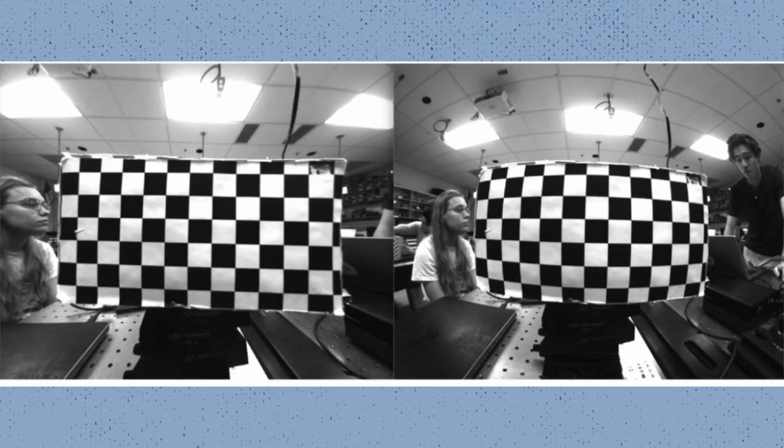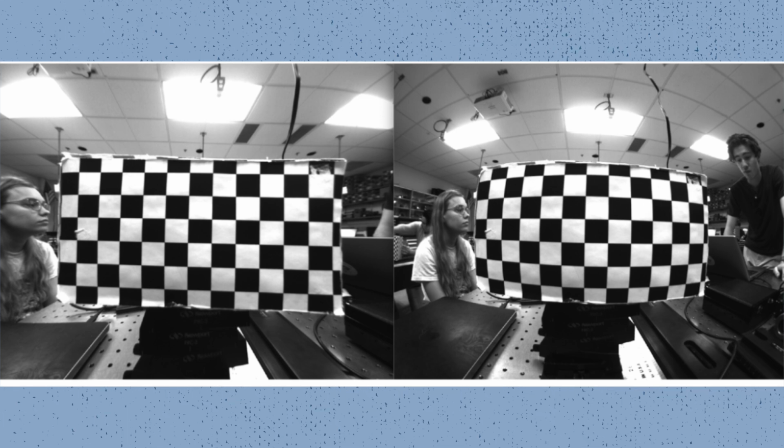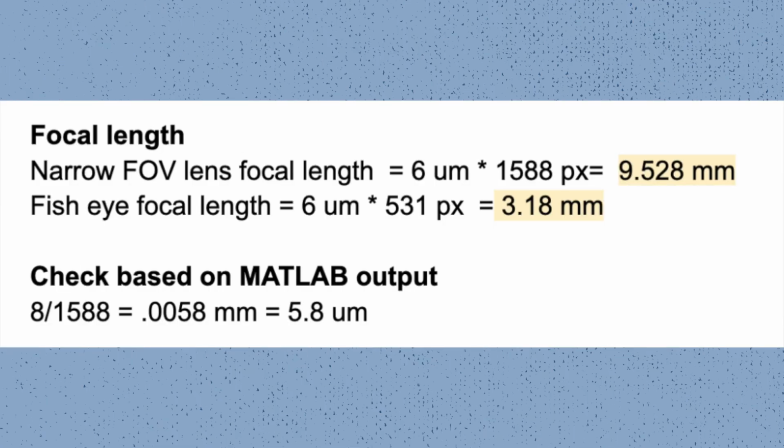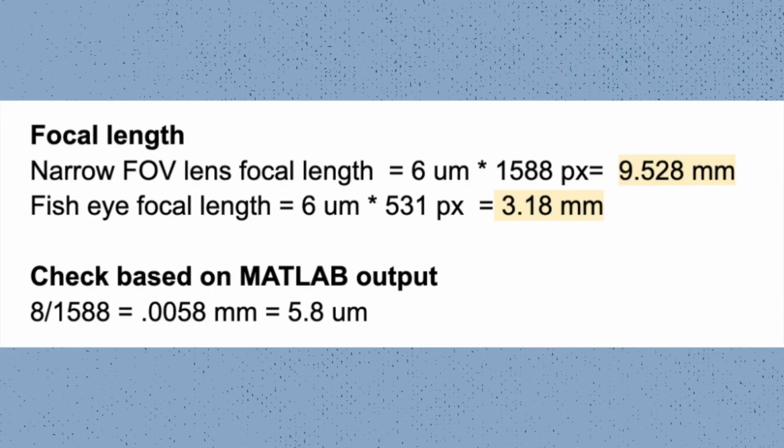We were also able to use the MATLAB script to correct the distortion in our images. So here we can see our 8mm lens, where on the right we have our corrected image. And here is our fisheye lens, and the distortion is much more apparent here, and on the left we see our corrected image. Based on the MATLAB output, we were able to calculate the focal length of both our lenses.